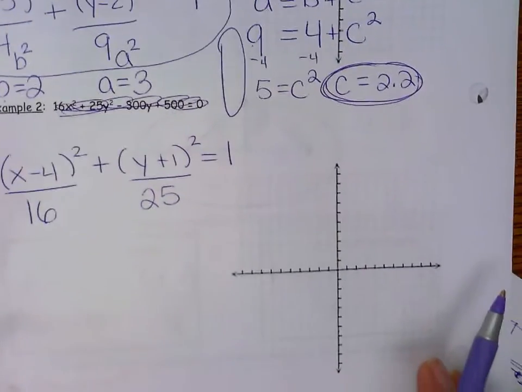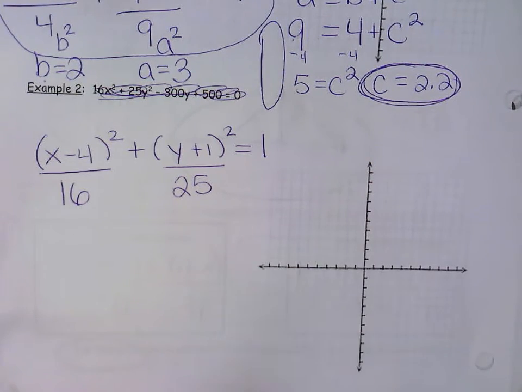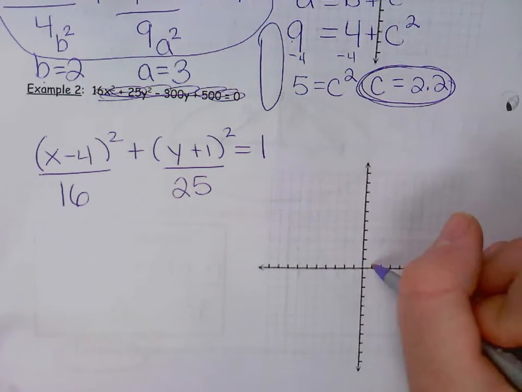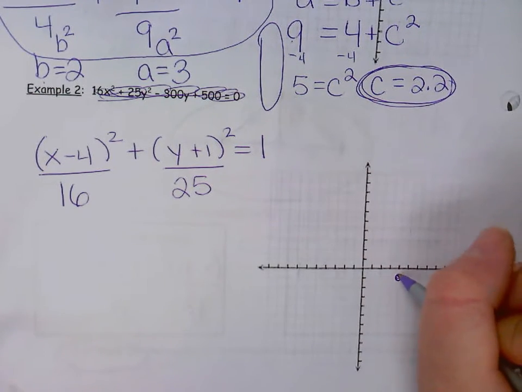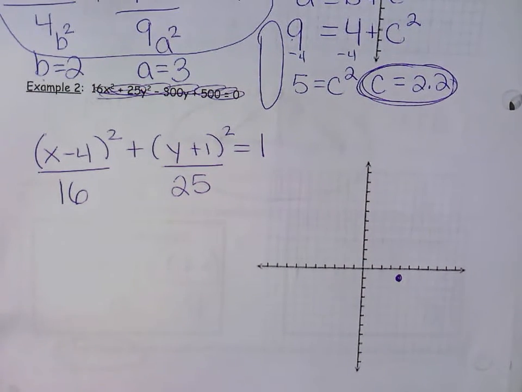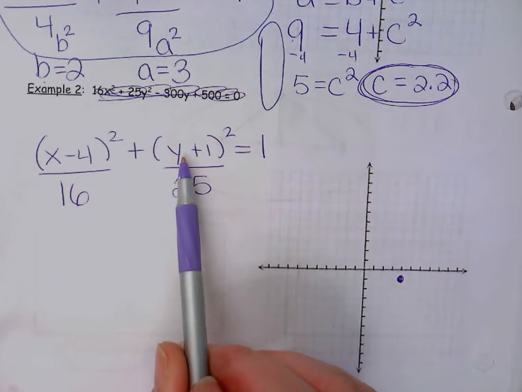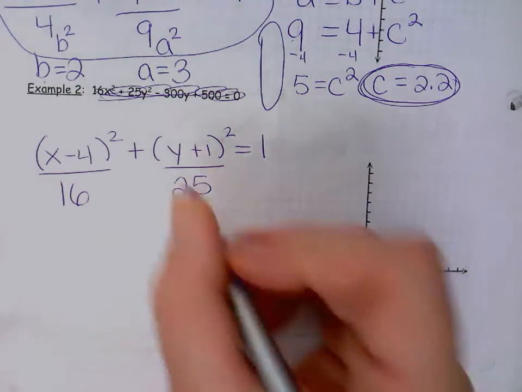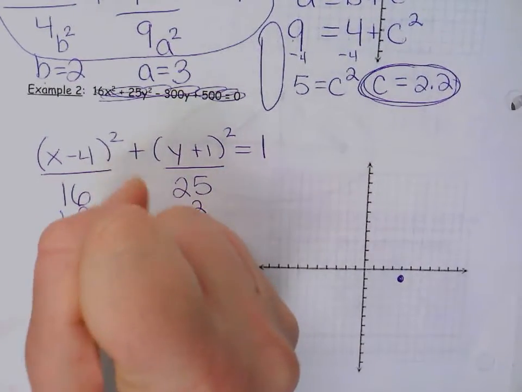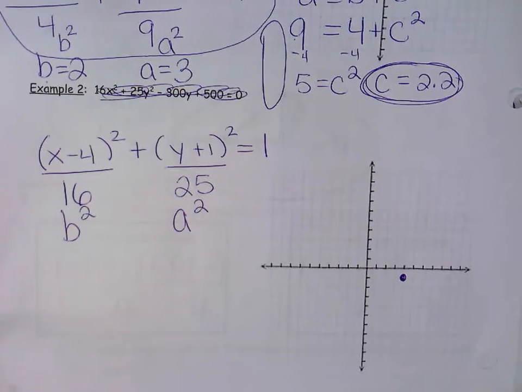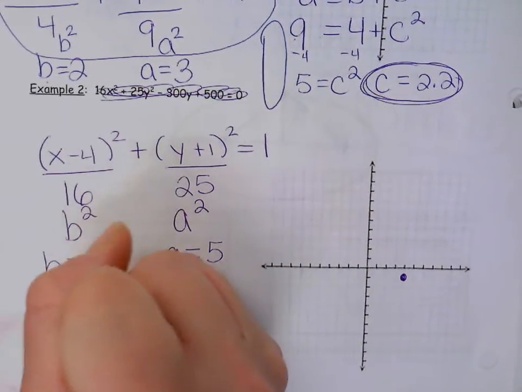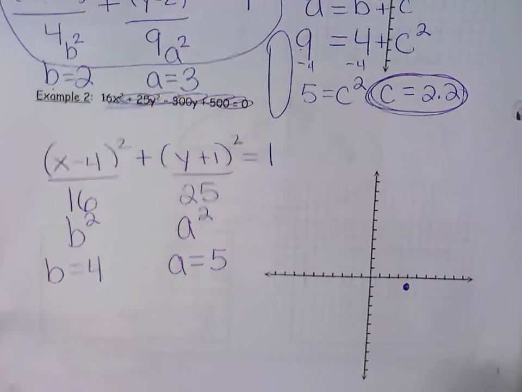All right, so I find my center first. My center is at 4, comma, negative 1. So 1, 2, 3, 4, negative 1. There's my center of my ellipse. And again, I ended up putting the bigger value under y. So this is a squared and this is b squared in this problem. So a by itself is just 5 and b by itself is just 4.